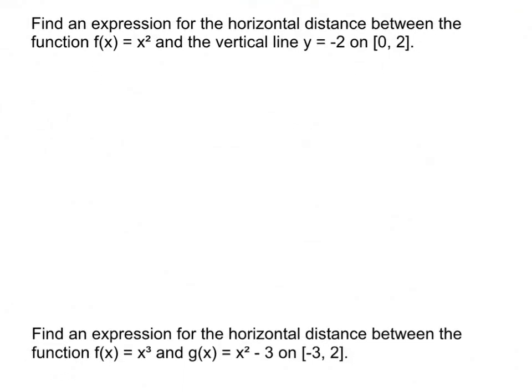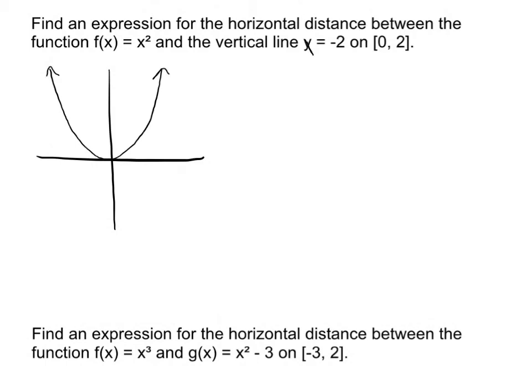I want us to find, again, an expression for the horizontal distance between the function f of x equals x squared. That's this guy. And the vertical line, just notice this should be the vertical line x equals negative 2. So x equals negative 2. That's back here. So I want to find the distance between these things. Again, what I'm looking for is these distances here.